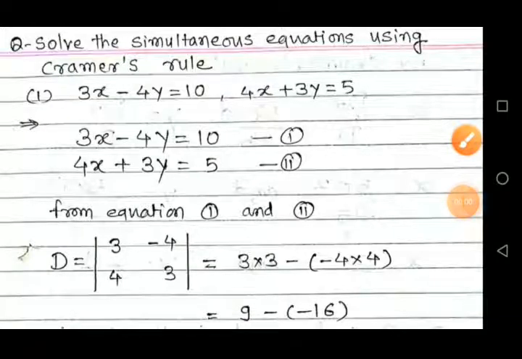After learning the trick to remember the order of the columns for preparation of the determinants D, dx and dy, now we see the example. Solve the simultaneous equations using Cramer's rule. First example, two equations are given to you. 3x minus 4y is equal to 10. Second equation, 4x plus 3y is equal to 5.